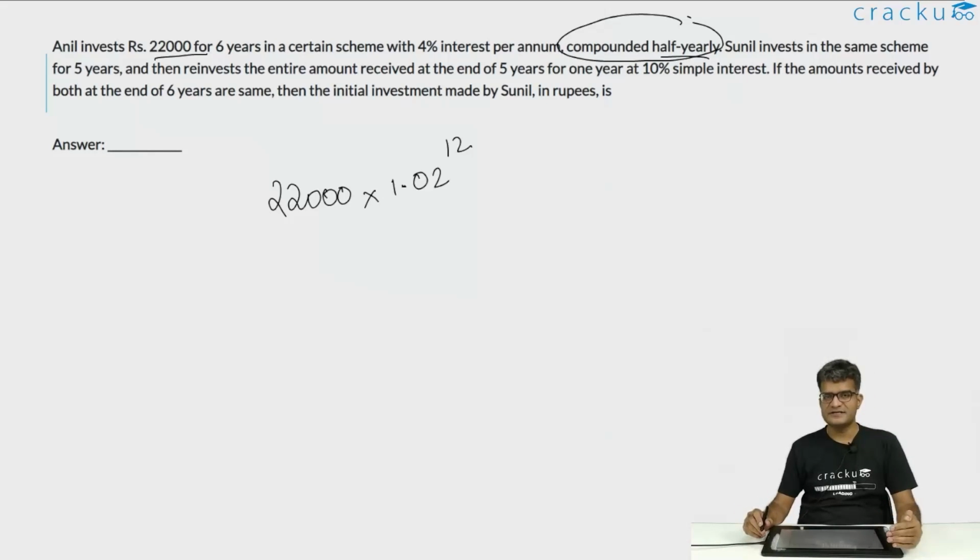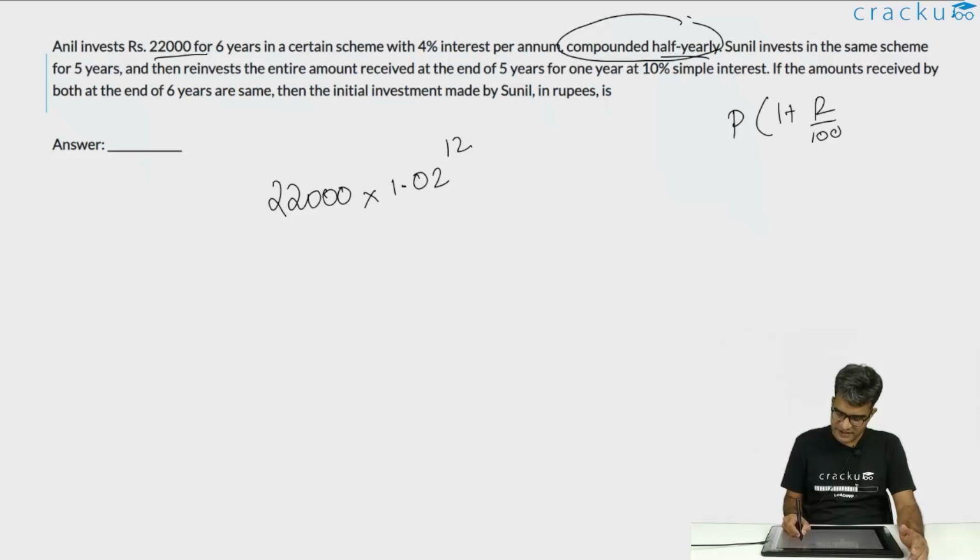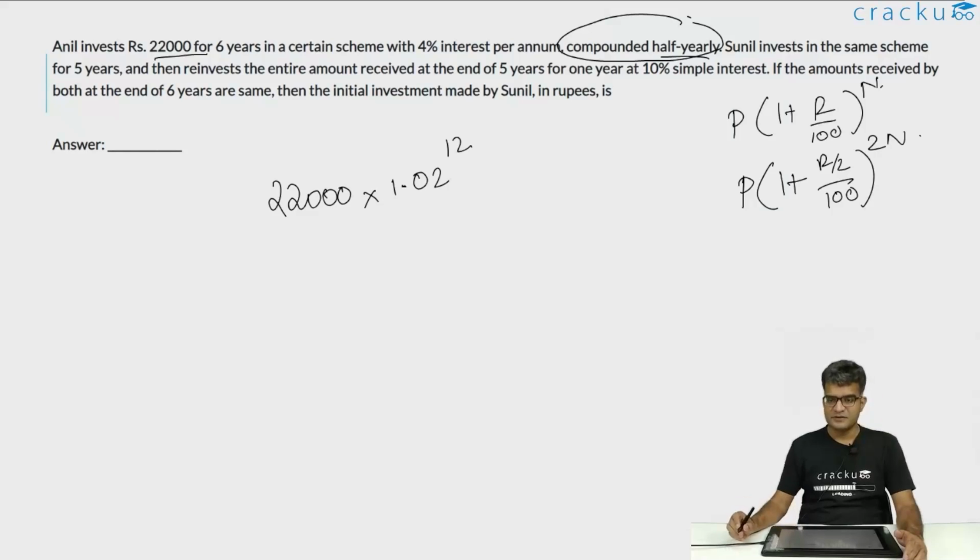If an interest is compounded yearly, the amount will be principal into 1 plus rate of interest divided by 100, whole to the power n. If it is compounded semi-annually, that is, if it is compounded twice every year, the amount will be principal into 1 plus r by 2 divided by 100, to the power 2n. So we basically divide the rate of interest by 2 and we multiply the time period with 2. So in this particular case, this will be 12 time periods. The rate of interest effectively for every time period is 2%.